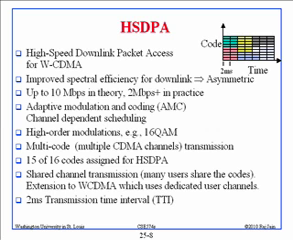This is called TTI. TTI is the transmission time interval, which is 2 milliseconds, and there are 15 channels here. There are actually 16 channels. One of them is used for control or something. So 15 are used for data. So 15 are assigned for HSDPA, and they are shared among many users, and then extension to WCDMA, which uses dedicated user channels. The rest of WCDMA uses dedicated channel.